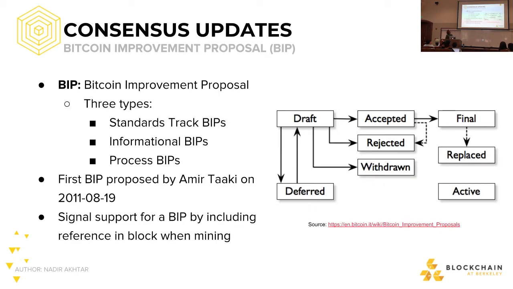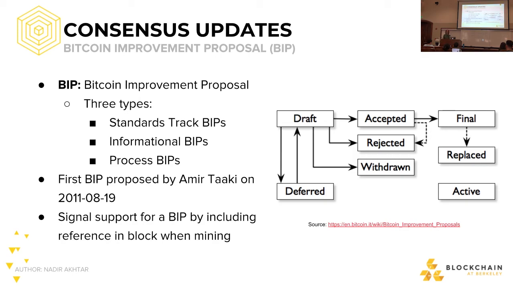All right, so another important factor is what are called Bitcoin improvement proposals. This is the way that the community will basically vote on issues that they want to support, or even propose them to other people in the community. And the idea is there's three types. There's standard track BIPs, informational BIPs, and process BIPs.